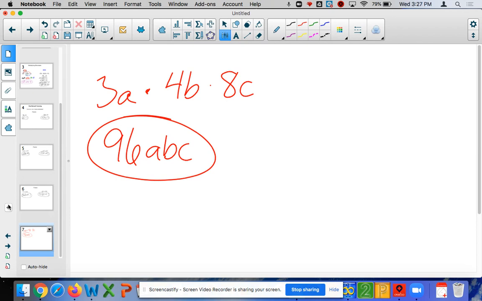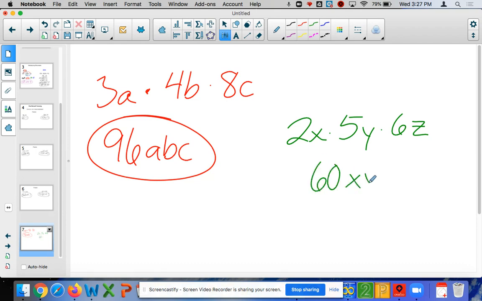Let's do one more, just to be sure that we got it. But I think pretty much everybody got this on the test. So let's say I do 2x times 5y times 6z. Multiply the numbers together first. 2 times 5 times 6, that's 60. And then just list the variables behind it, x, y, z. And there we go. And that'll be it for the review, you guys.